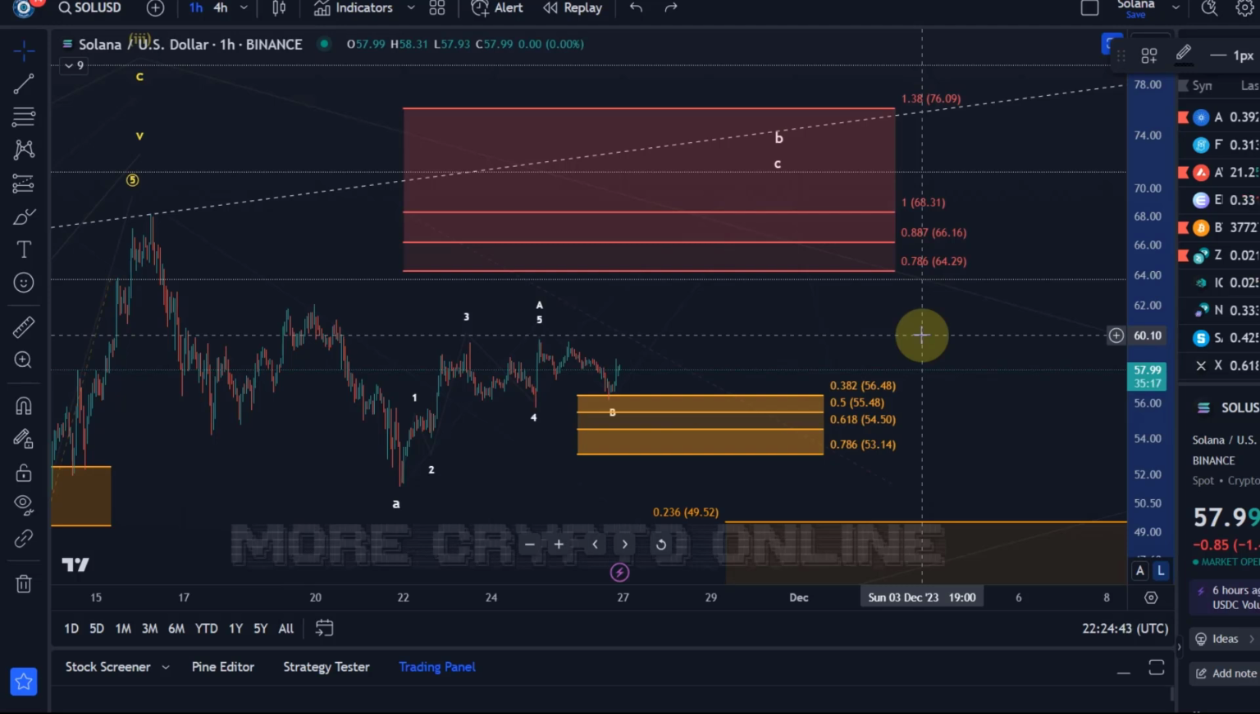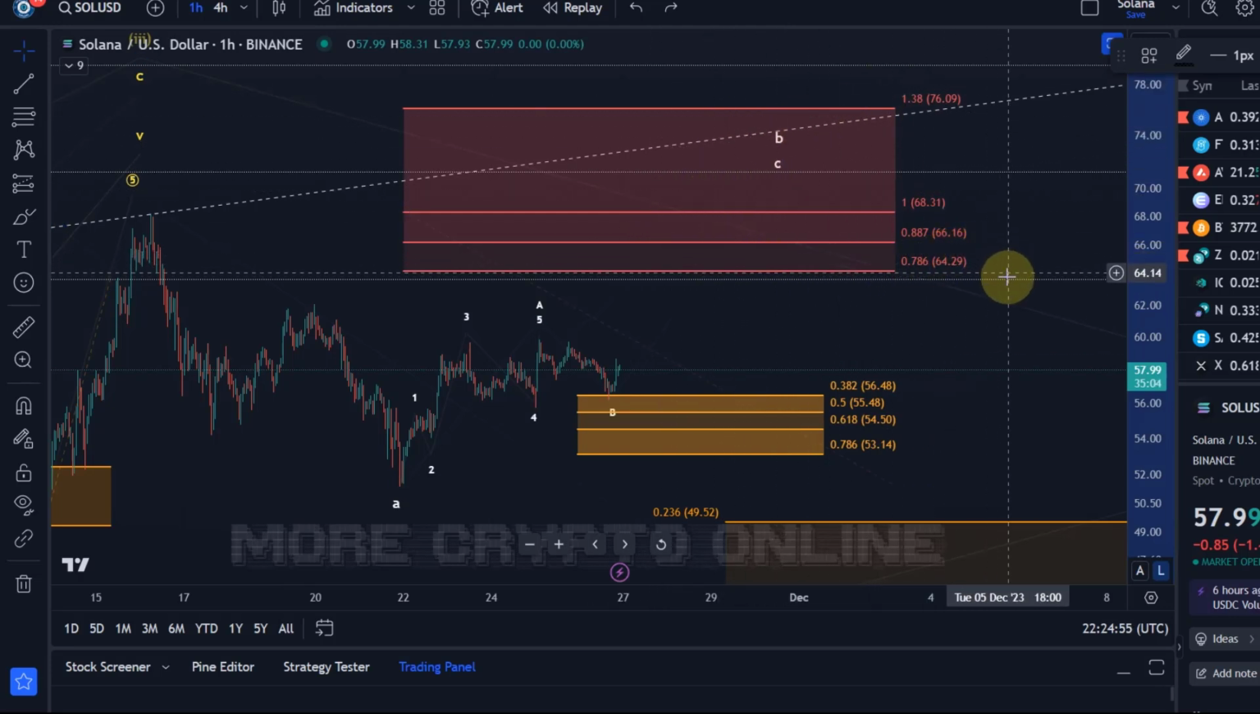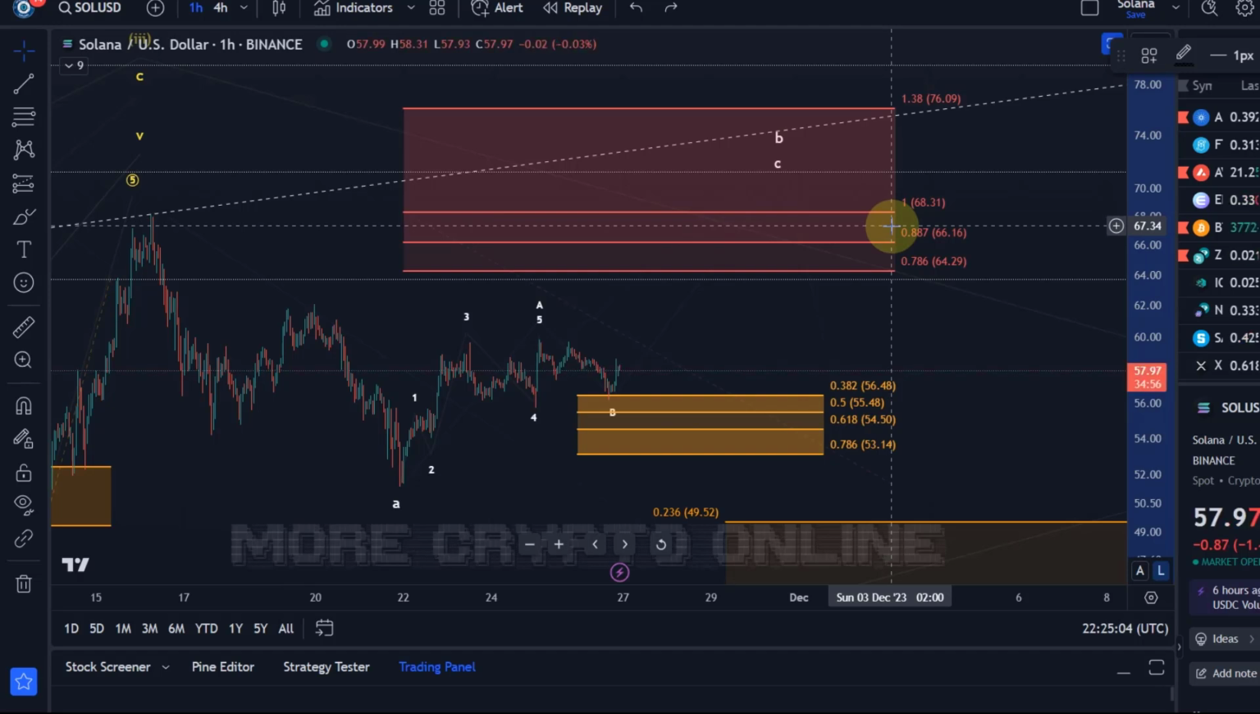I shared with you in the previous video a support area that the price can use to reverse and to start the C wave rally in a larger degree B wave, possibly targeting this resistance area between $64 and $76. So there are certain Fibonacci levels that we need to pay attention to once we get there. Yeah, $64, 66, 68, 76.